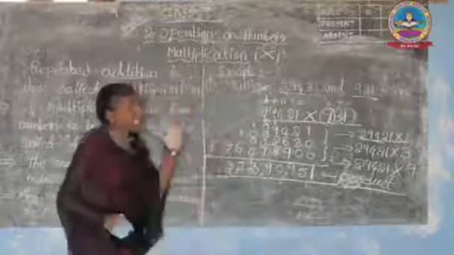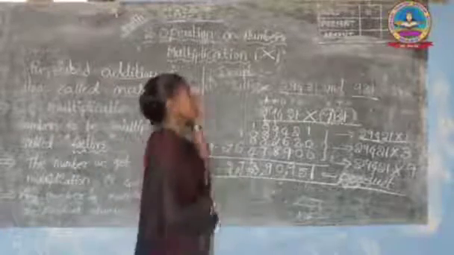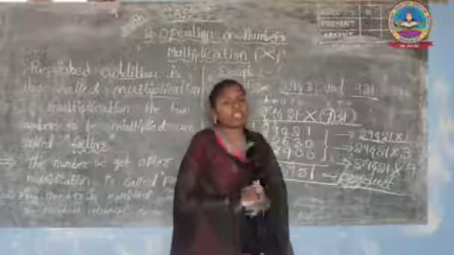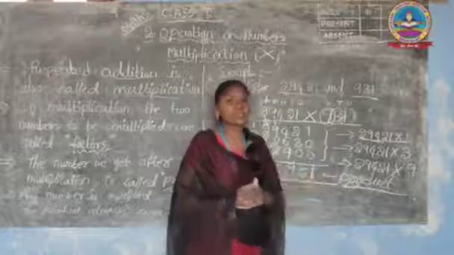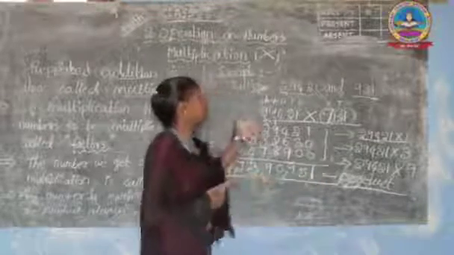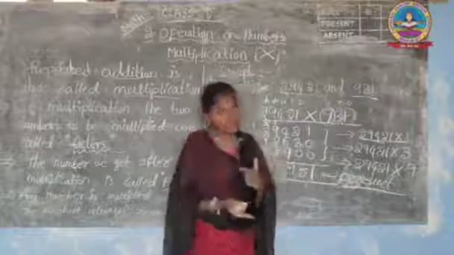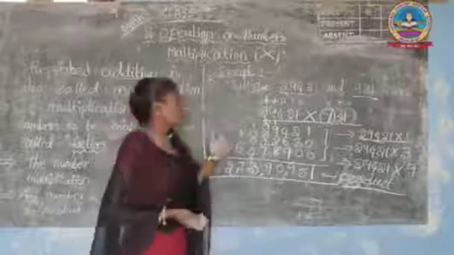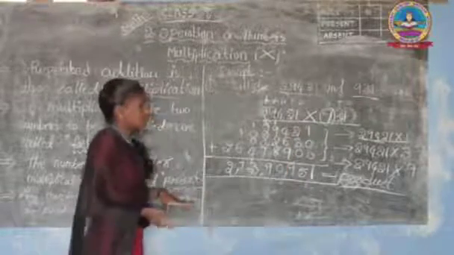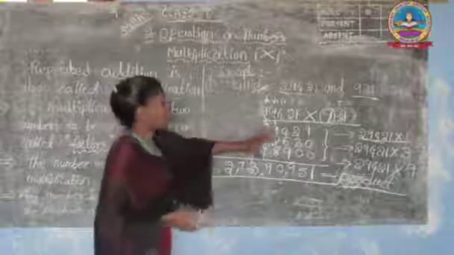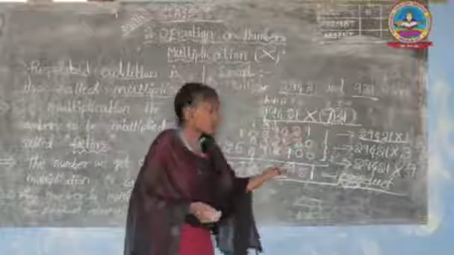So to multiply any number by a number with more than 2 digits, we follow some steps. The first step is we multiply the given number by the ones place digit. Next we multiply the given number by the tens place. The third step is with the hundreds place. Next the thousands place. These are the steps to multiply. And finally the fourth step is we add the partial products.